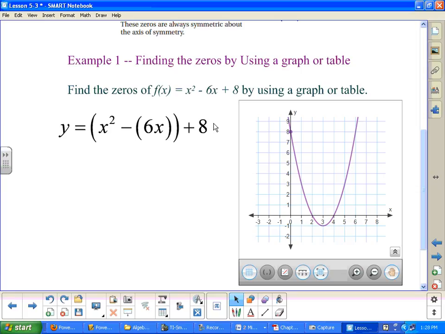Okay. Now, if we look at this graph, can we tell where this graph crosses the x-axis? Okay, we can. So it appears it's at 2 and 4, right? How can you verify that with your calculator to make sure it's there at 2 and 4? You can go to your table. So go to your table and look there.